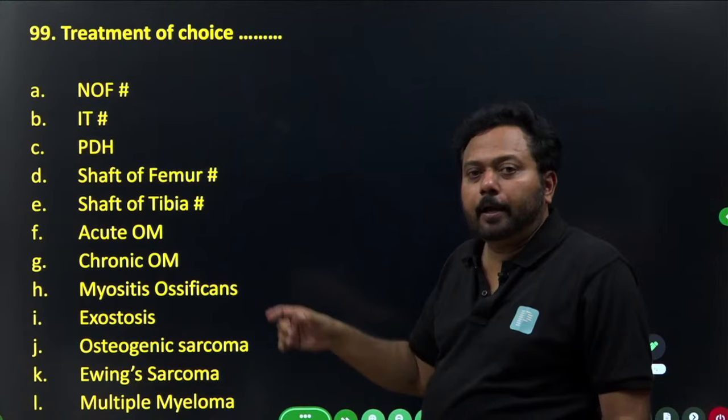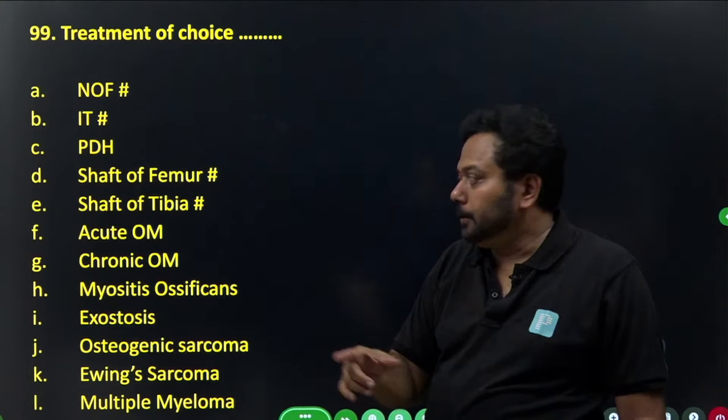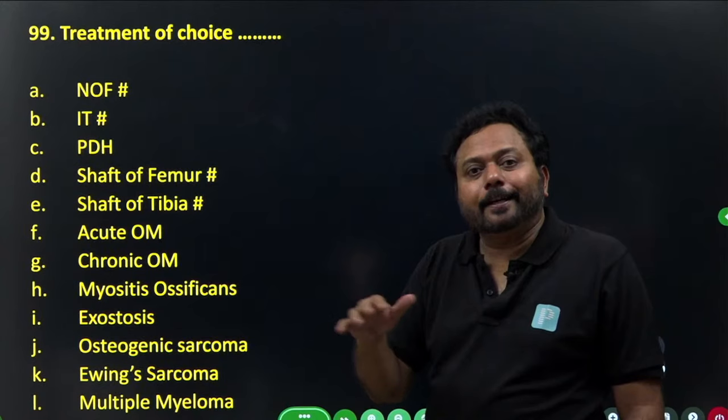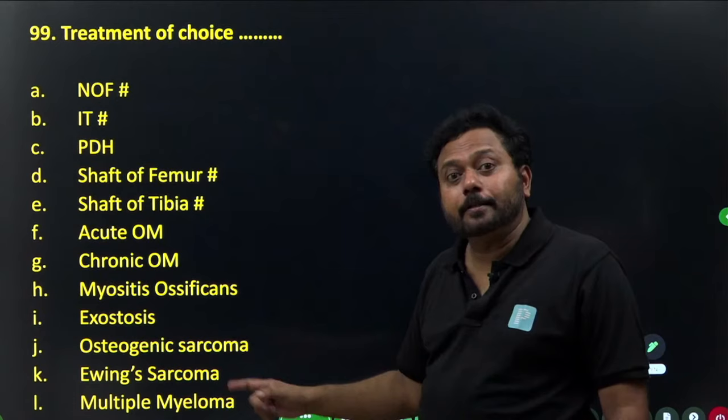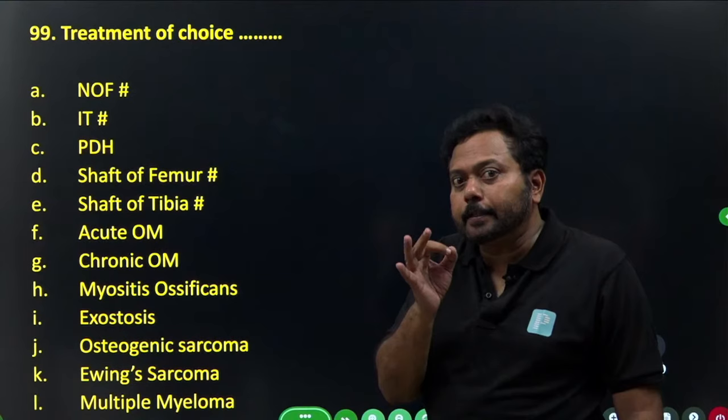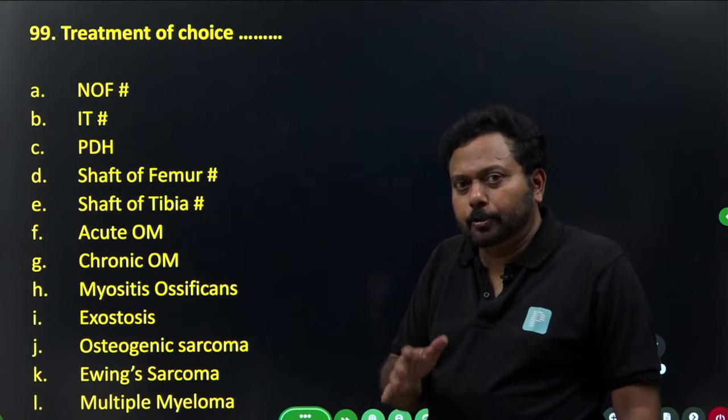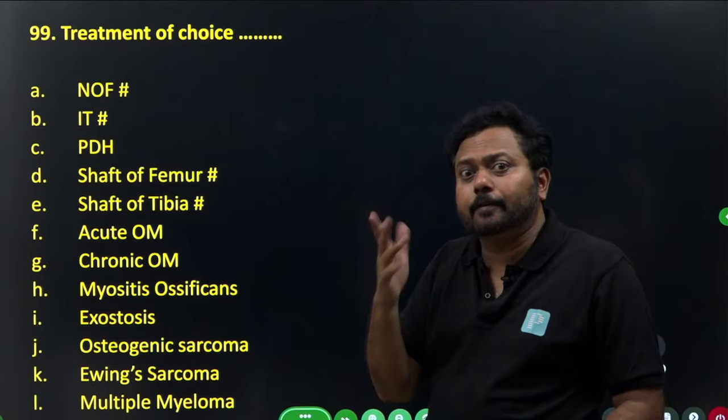Acute osteomyelitis, medical. Chronic osteomyelitis, surgical: sequestrectomy and saucerization. Myositis ossificans: if they ask for drug of choice, it is indomethacin. If they ask treatment of choice, it is surgical excision. Be very careful, I repeat once again, dear friends. Medical treatment or drug of choice, indomethacin; give rest for 6 weeks. After 6 weeks, the definitive treatment is surgical excision of the myositis mass.